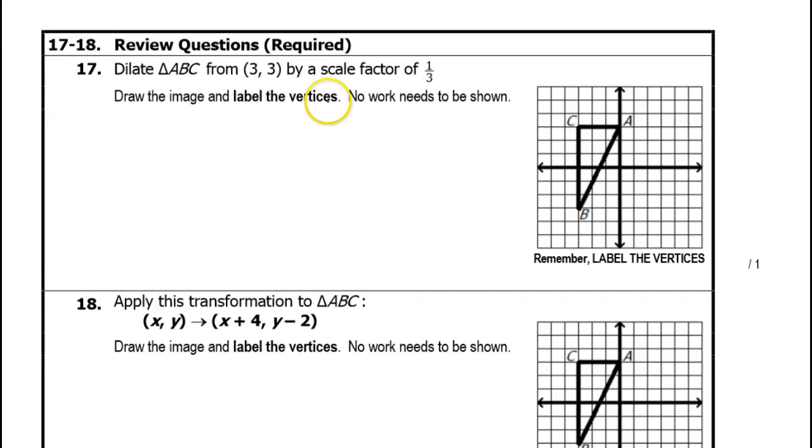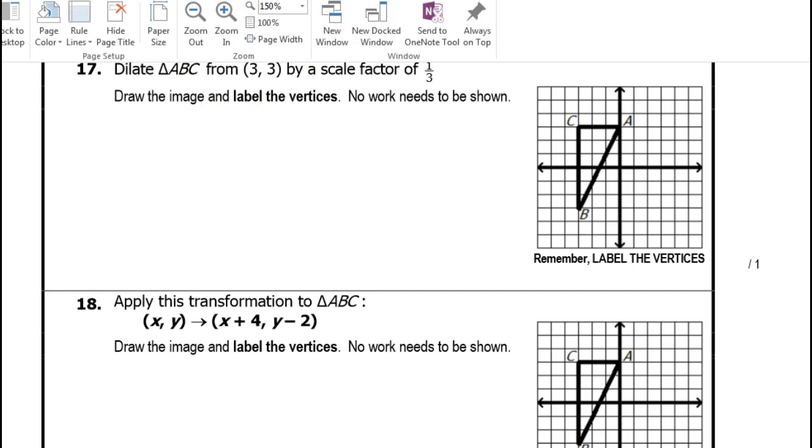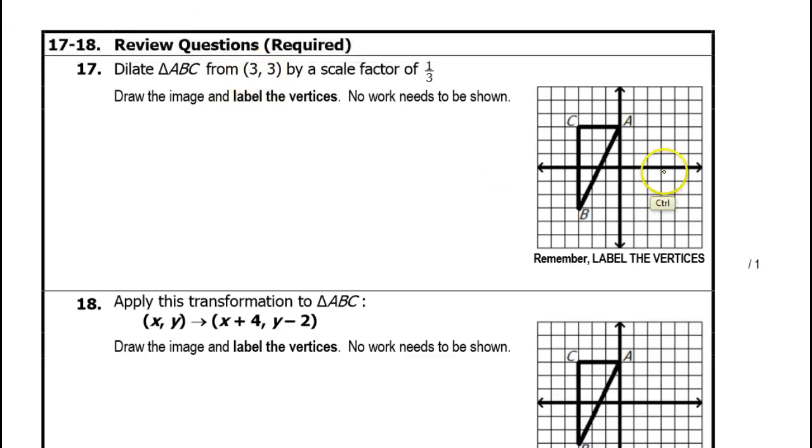So we want to dilate by a scale factor of 1/3. But we have to dilate from the point (3, 3). That is the center of dilation. So let's find that point. So the point (3, 3) is right here. Alright, that's my center. So I'm going to do this by the arrow method.